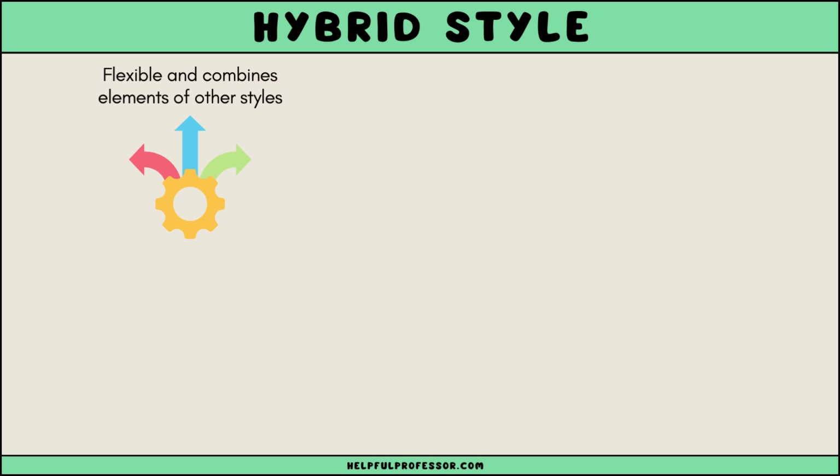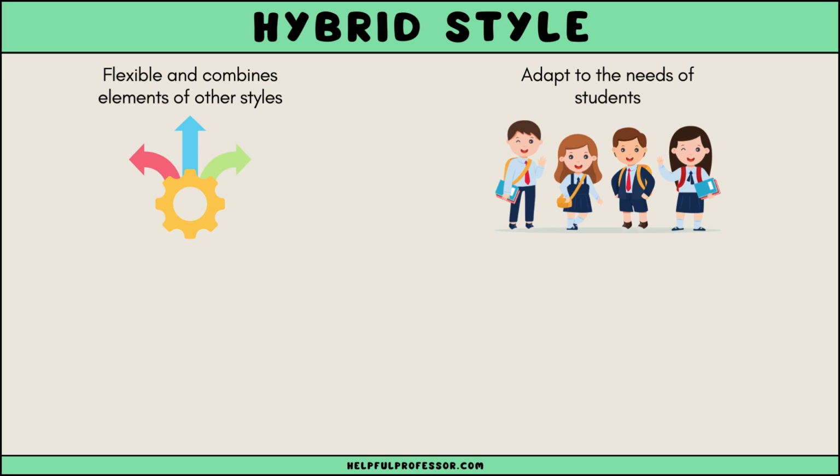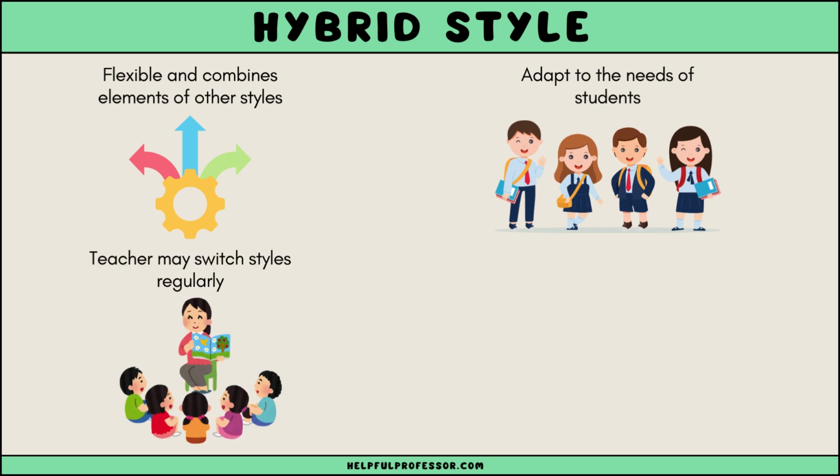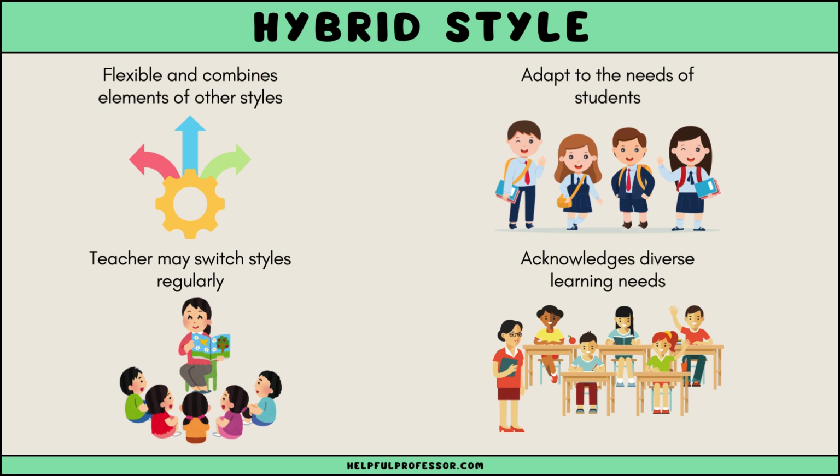Finally, the hybrid style or integrated style combines elements of the aforementioned styles depending on the educational context and learning objectives. Teachers using the hybrid style adapt to the needs of their students and the specific educational material. This flexibility allows for a dynamic classroom environment where teachers can switch between being authoritative to facilitative as the situation demands. It acknowledges the diverse learning needs of students and the necessity for a flexible approach in education.